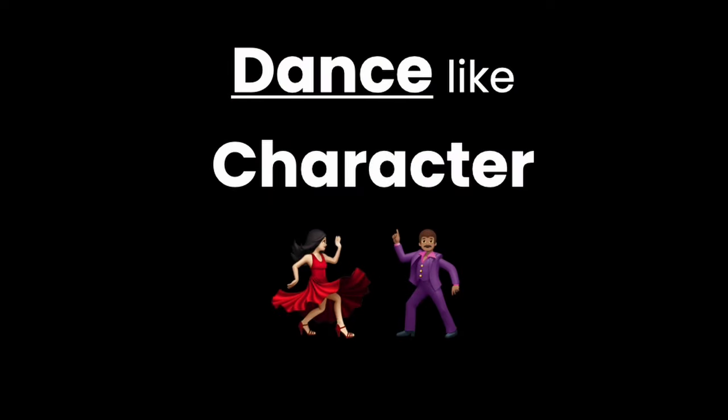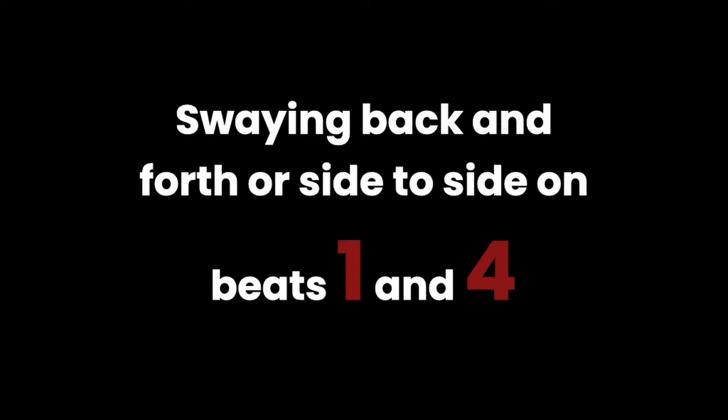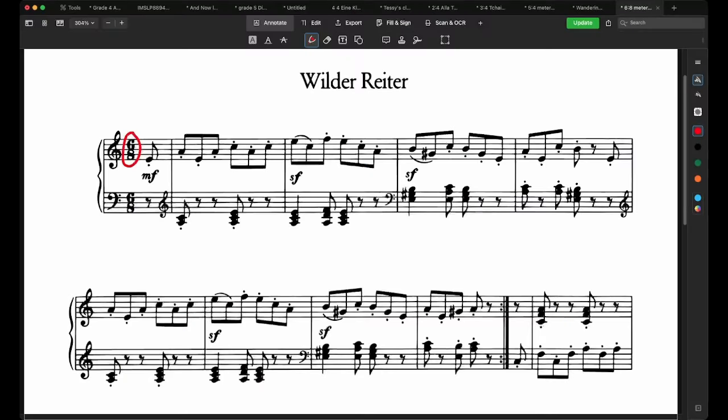1, 2, 3, 4, 5, 6. 1, 2, 3, 4, 5, 6. And you probably noticed that 6/8 has a dance-like character. It can also give us the sense of swaying back and forth or side to side on beats 1, 2, 3, 4, 5, 6, like a boat rocking on the waves.